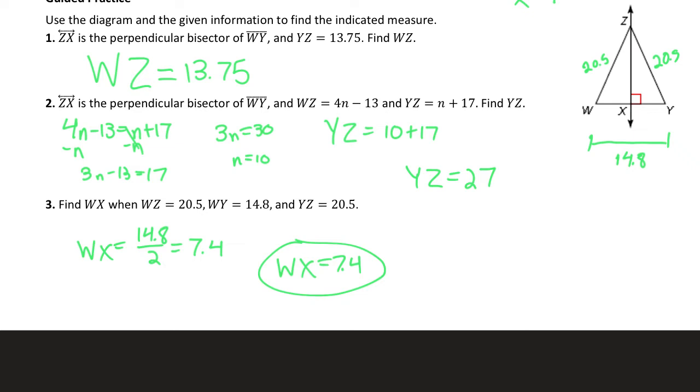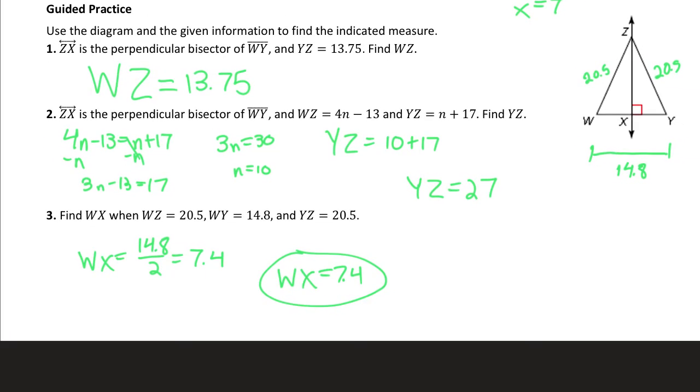Okay, so what I labeled on the diagram is for number 3, but when we look at this, if ZX is a perpendicular bisector, and YZ is 13.75, YZ and WZ will be the same length, making WZ 13.75. Number 2, WZ and YZ, if it's a perpendicular bisector, are equal to each other. So I set 4n minus 13 equal to n plus 17, solved for n, and then substituted into the expression for YZ to get 27 as the length of YZ.